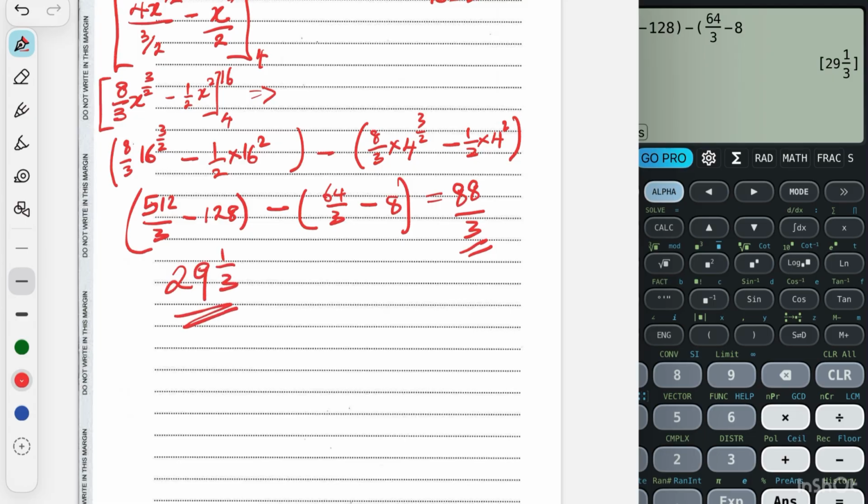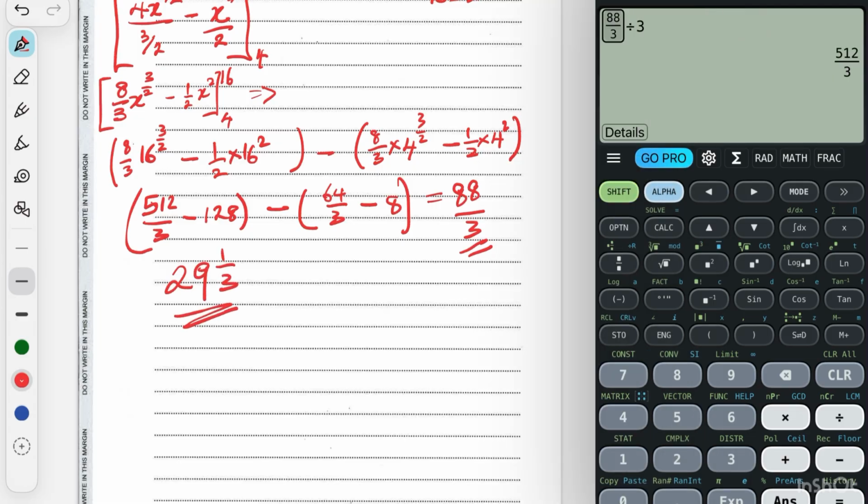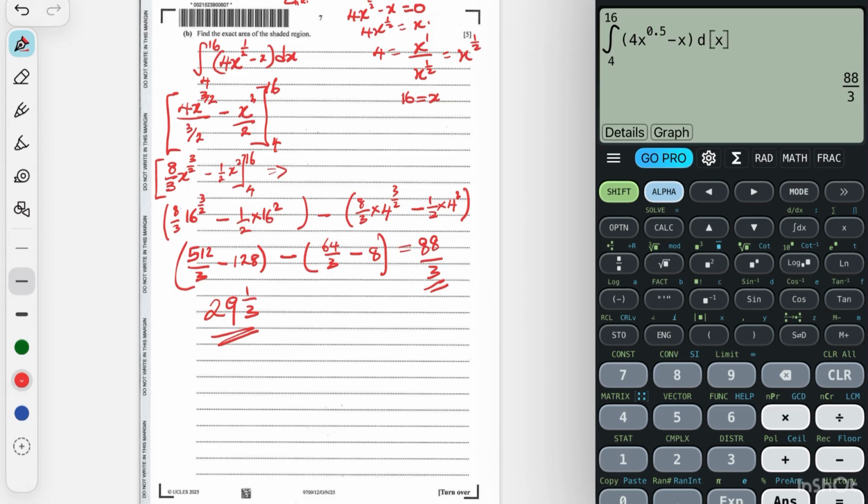Okay? All right. So again, we can always go back to check what was our answer, right? So you see 88 by 3. So that is my area. Don't forget, always check your answer whenever you have limits. If you go wrong, you will know.